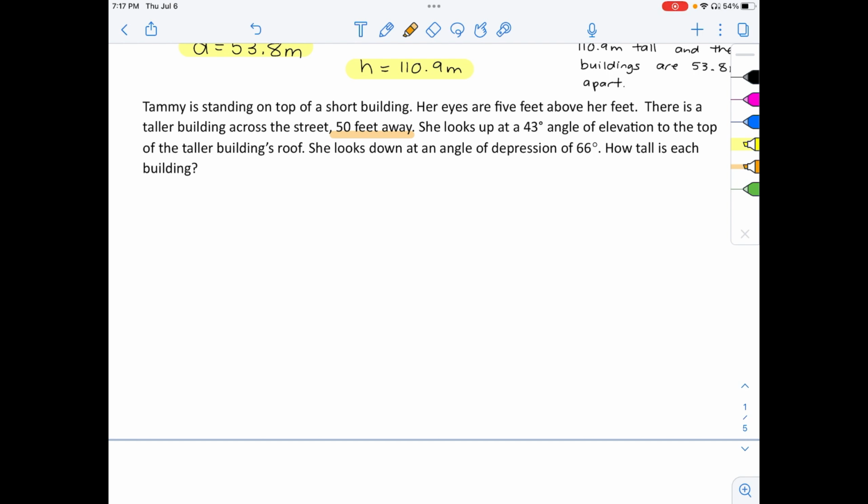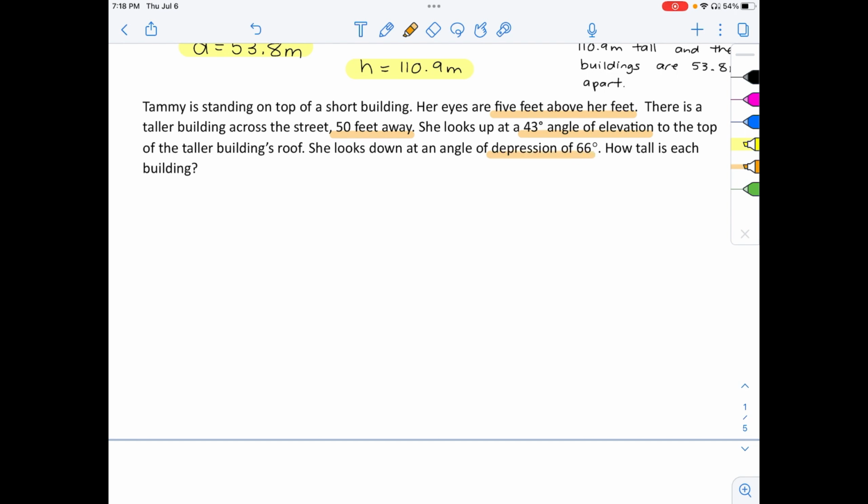We also know that her eyes are 5 feet above her feet, which I know sounds funny, but I'll show you what that means in a moment. She's looking up at an angle of 43 degrees. Okay, that's her angle of elevation. And the angle of depression is 66 degrees.